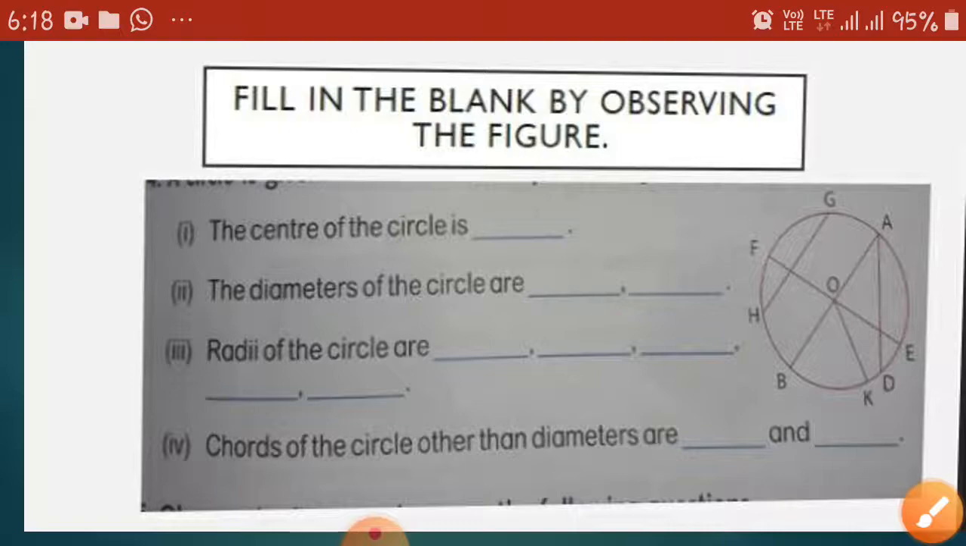So chord, what is chord? A chord is a line segment whose endpoints lie on the circumference of the circle.